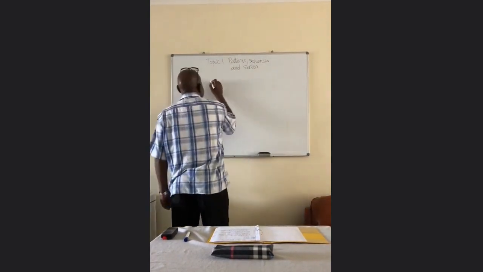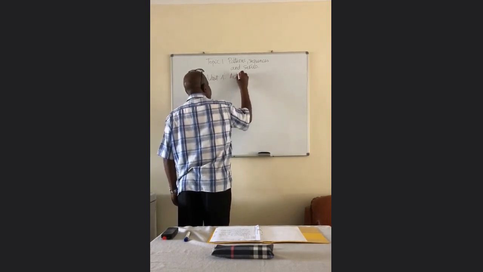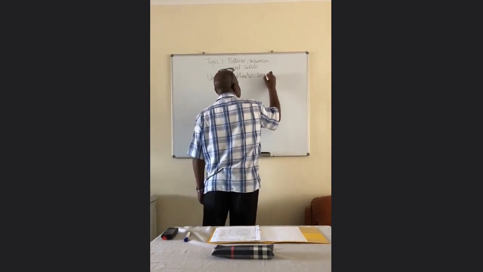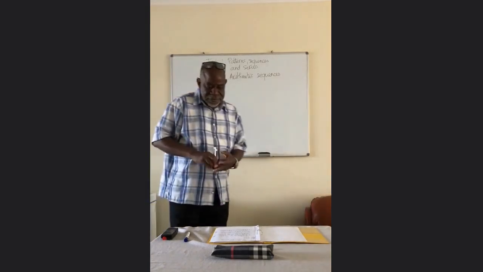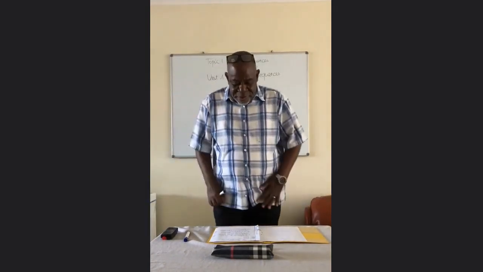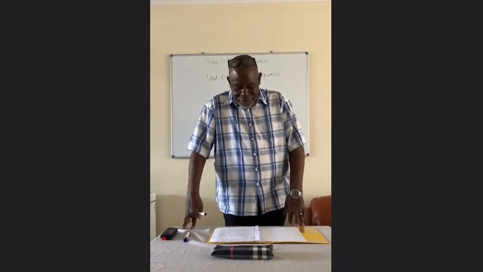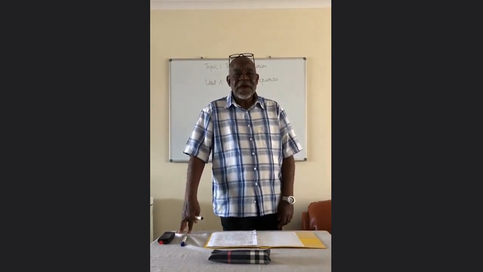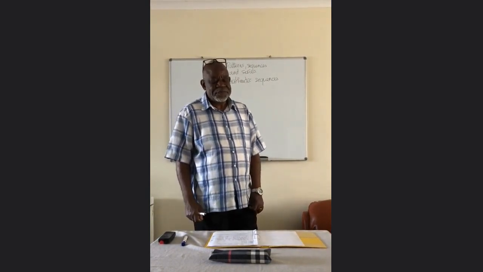Unit 1, arithmetic sequences. So by definition, an arithmetic sequence is a sequence of numbers with a common difference between consecutive terms.